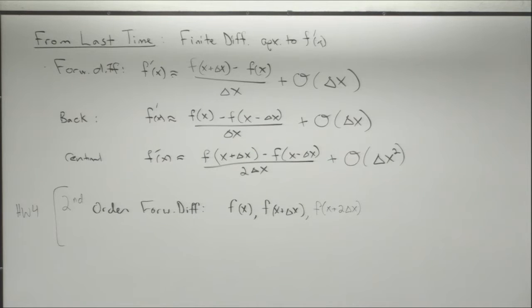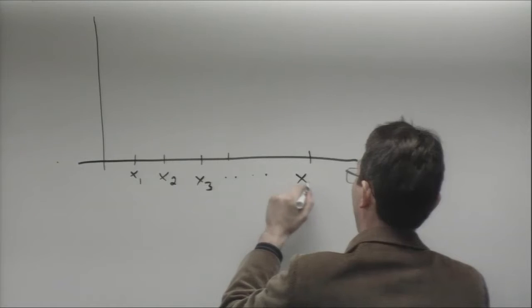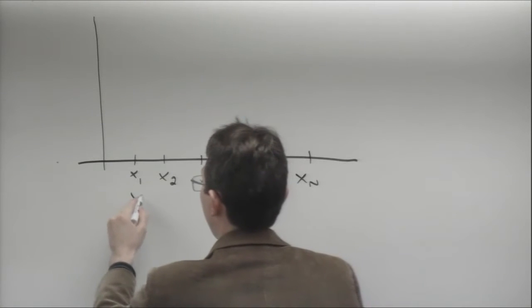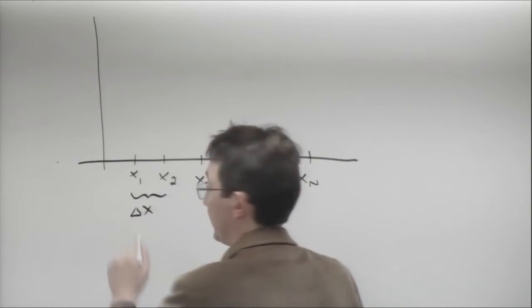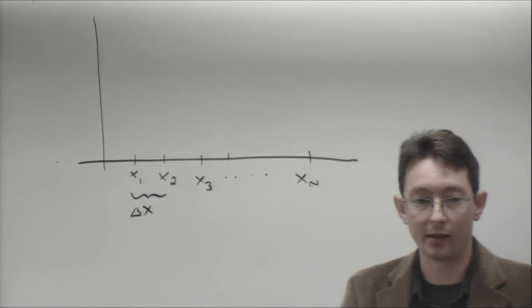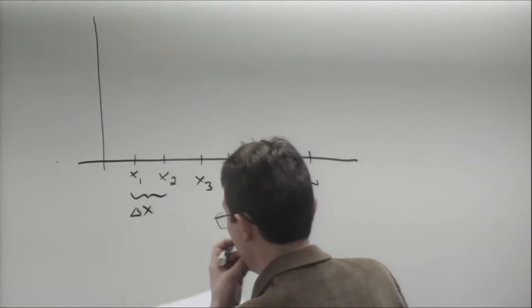Okay, so I have data x1, x2, x3, up to xn. These are my x values. For now, let's just assume that these are all spaced delta x apart. They don't have to be spaced delta x apart, that's just an assumption to make this a little easier.